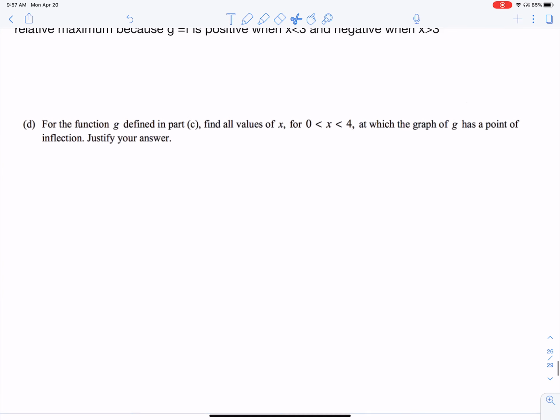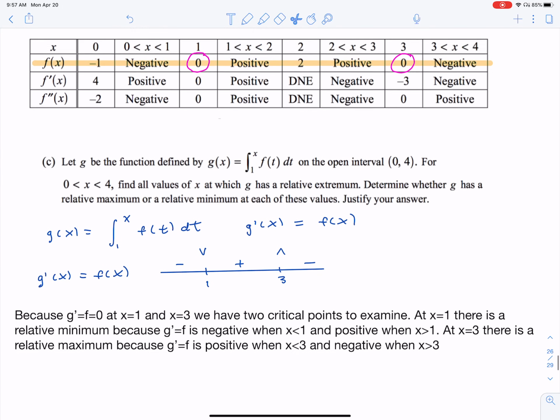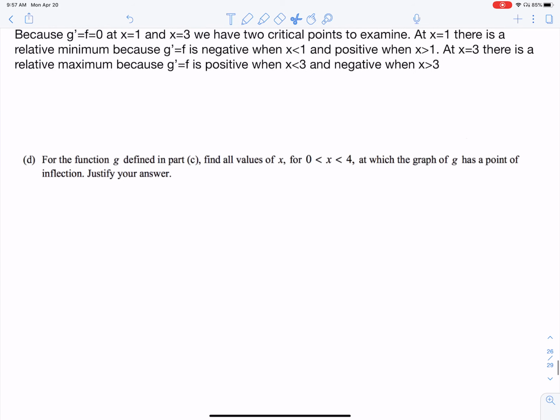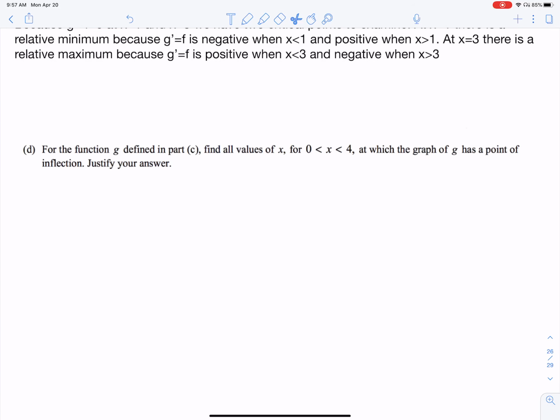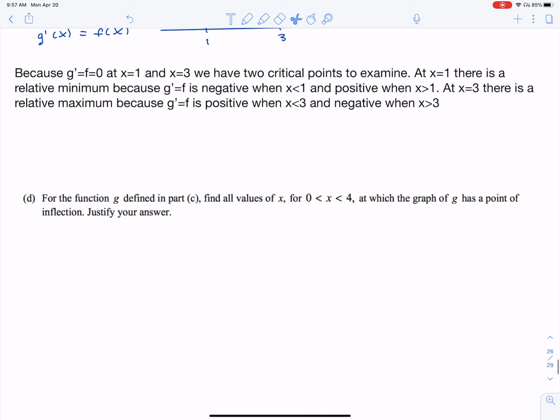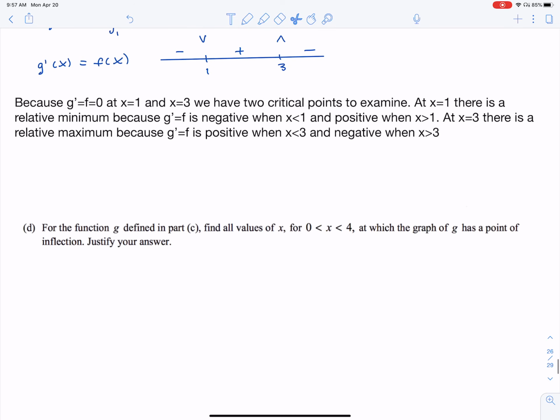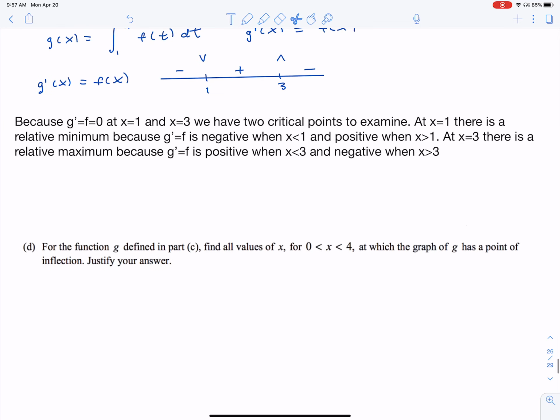So actually, you know what? I might need that table one more time. Or maybe I can get by with it. Let's see. For the function g defined in part C, find all the values of x from 0 to 4 at which the graph has an inflection point. Okay, or inflection points. So let's think about inflection points.